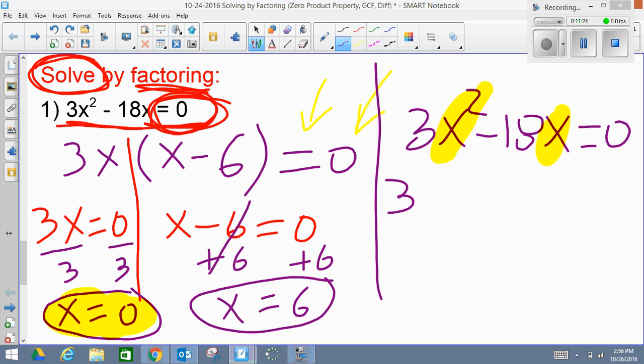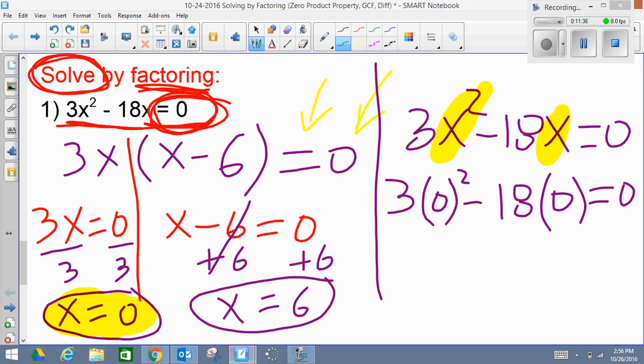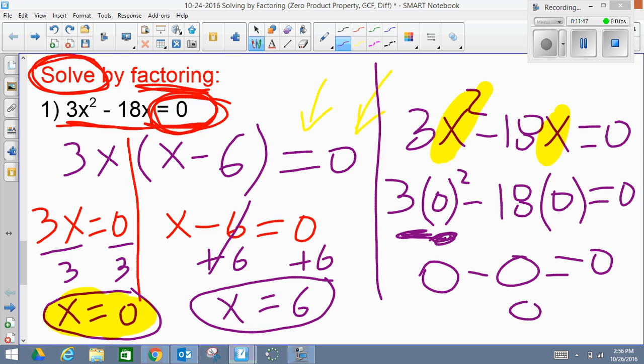So what I'm going to do is take a 3, and instead of the x squared, put 0 to the second power, minus 18 times x, but in this case it is 0, equals 0. 0 to the second power is 0, times 3 is 0, minus 18 times 0, anything times 0 is 0, and 0 is equal to 0, so that means my first value is right.